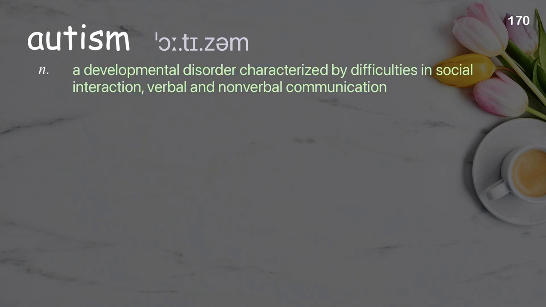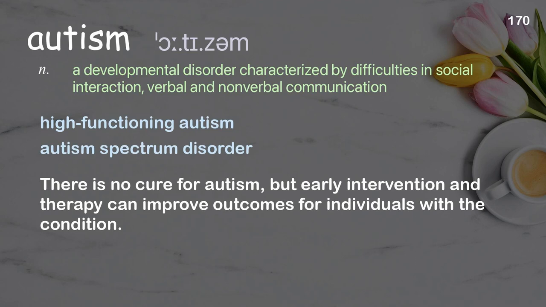Autism. A developmental disorder characterized by difficulties in social interaction, verbal and nonverbal communication. Examples: High-functioning autism. Autism spectrum disorder. There is no cure for autism, but early intervention and therapy can improve outcomes for individuals with the condition.